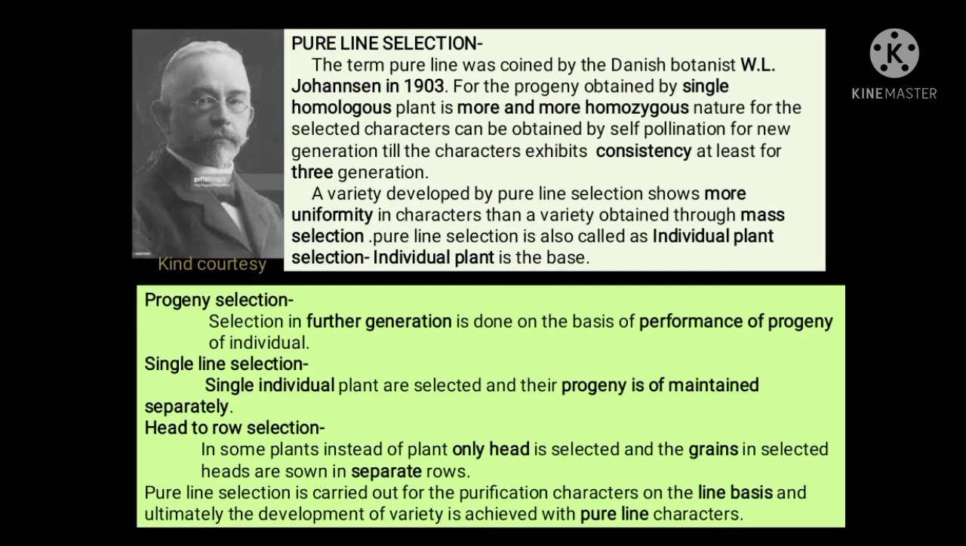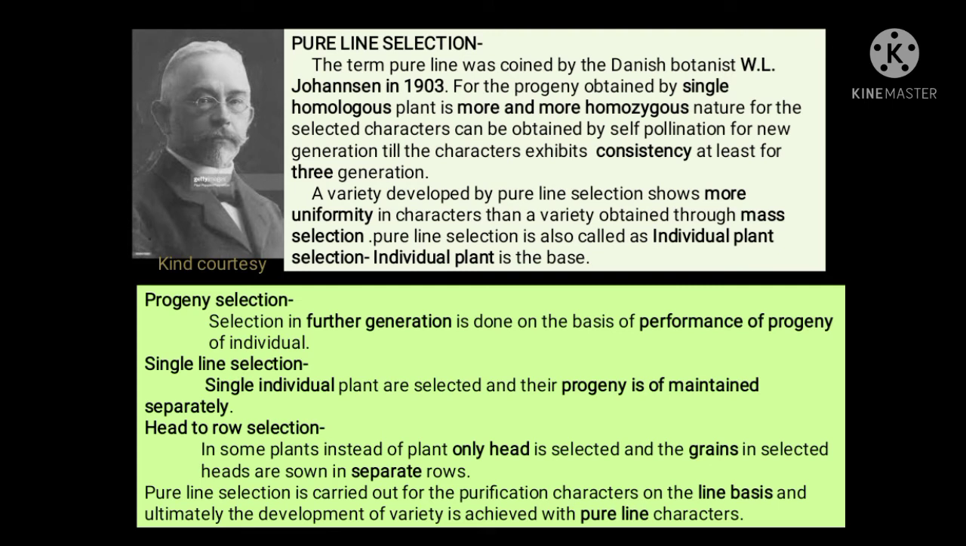The term pure line selection was coined by the Danish botanist W.L. Johannsen in 1903 for the progeny obtained from a single homozygous plant. A more and more homozygous nature for the selected characters can be obtained by self-pollination for a few generations, till the character shows consistency for at least 3 generations. A variety developed by pure line selection shows more uniformity in the characters than a variety obtained through mass selection. Pure line selection is also called individual plant selection.